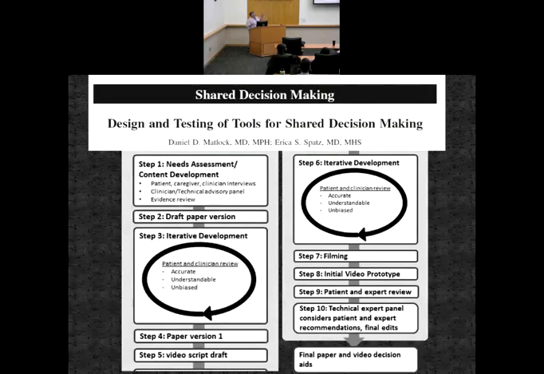When we develop tools, we often start with step one, the needs assessment. What are the important things in the decision? What does the evidence say? And then we draft something, and then we just iterate it. In other fields, this might be called user-centered design, but we take a version on a low-fidelity prototype, show it to some people, get their feedback, and then make a new version. We just keep doing that until we find something that is useful to both the patients and clinicians.